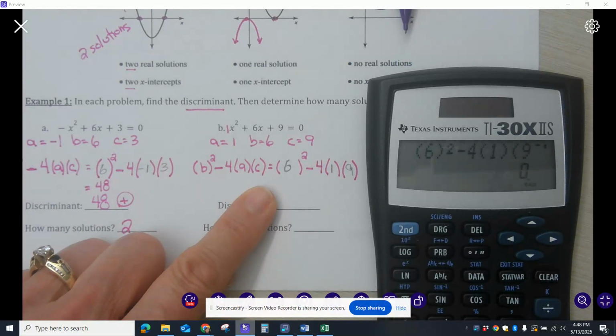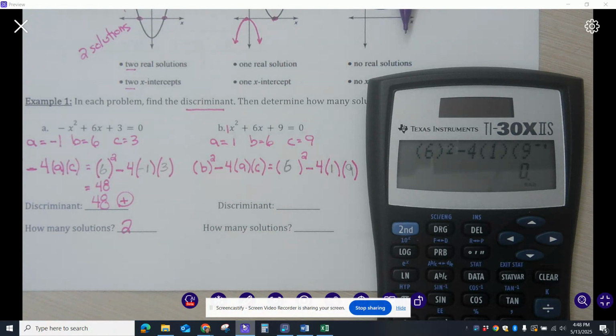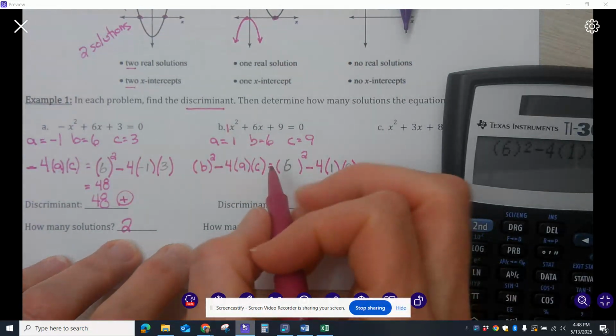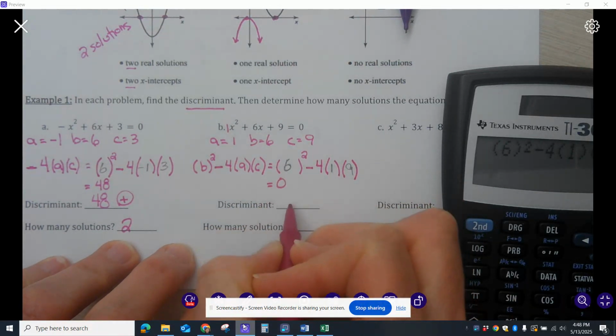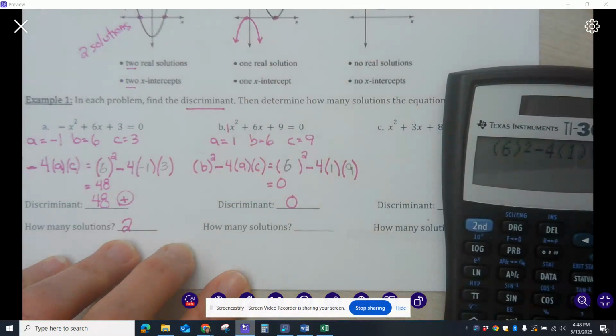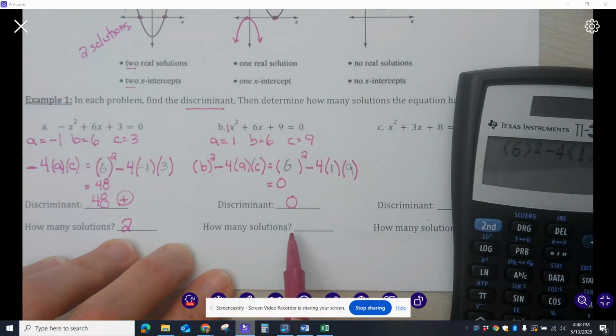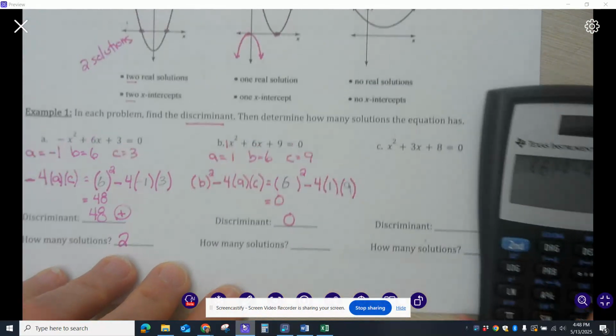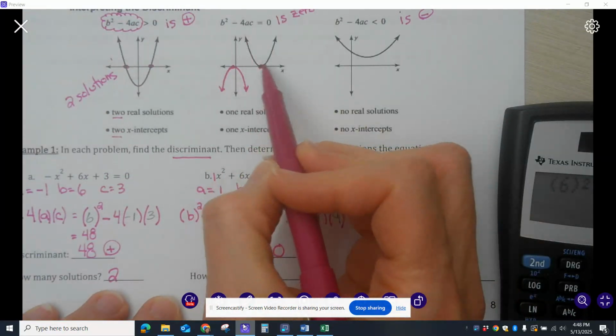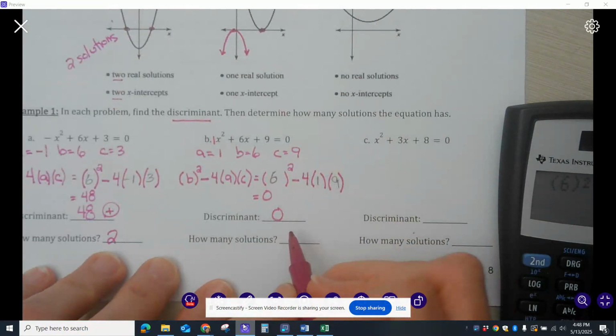And you should get a 0. If you got a 0, that's the right answer. So this equals 0. So my discriminant is 0. Now be careful. Your brain's going to want to think 0. Oh, I must have 0 solutions. 0 is this bounce. You have 1 solution there.